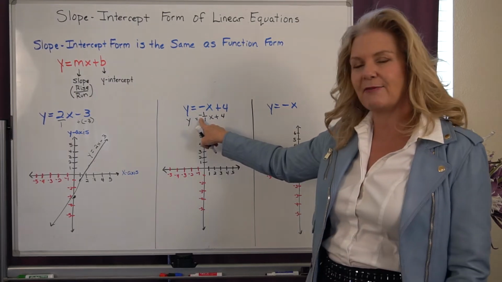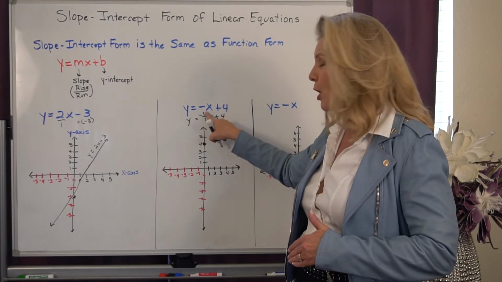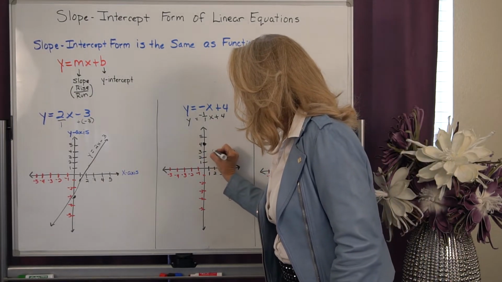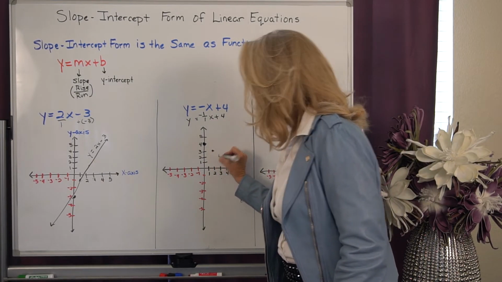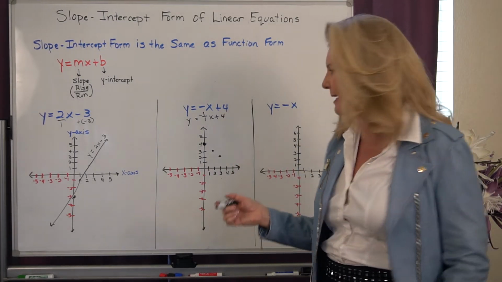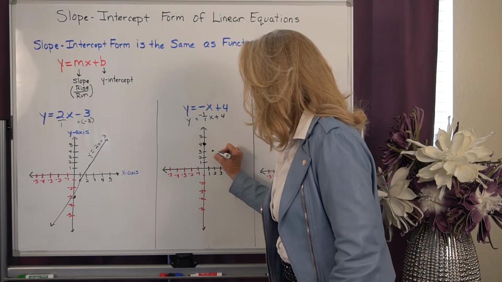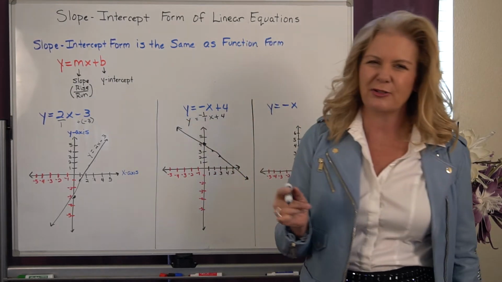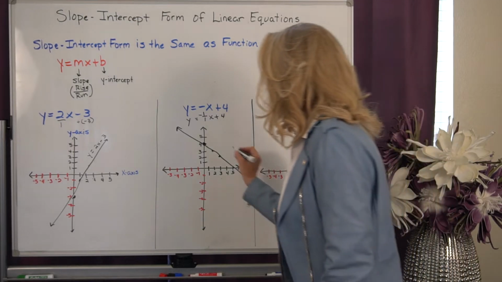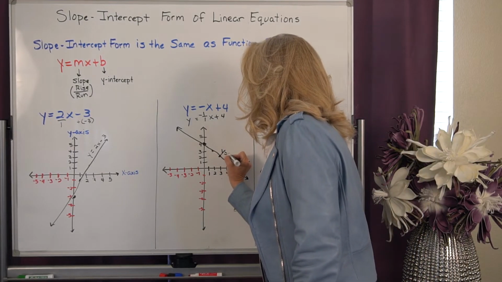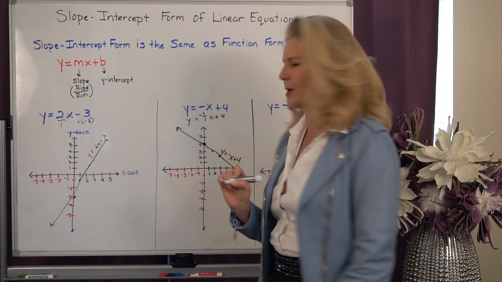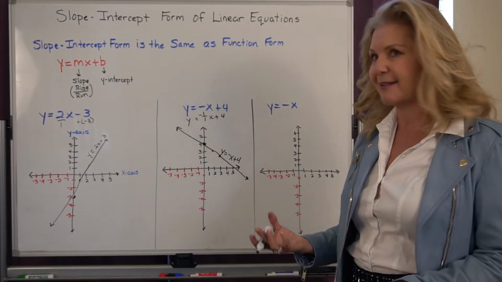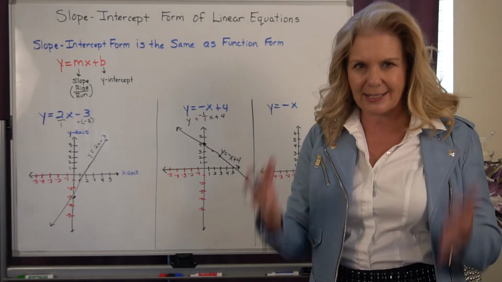Now that negative means that I'm going to go down 1 over 1. So I'm going to go down 1 over 1, down 1 over 1. And you can see that it starts to make that negative line. Once I have 3 points, and that's all I need, I can connect them. And you should always try to use a ruler so you actually get a straight line. And that would be the equation y equals -x plus 4. Remember, every linear equation has a line that matches it. We can always draw it.